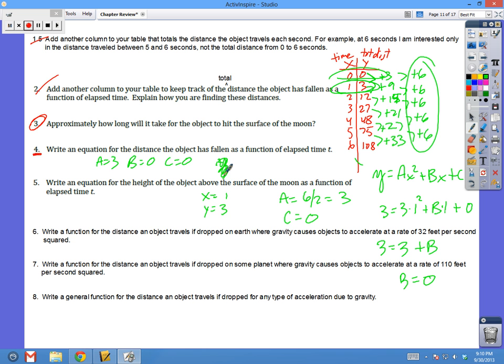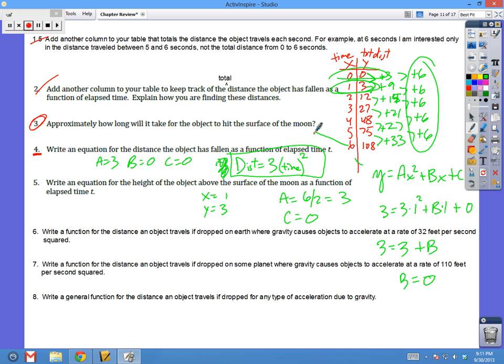y, let's not use y, let's use distance. Distance equals 3 times time squared. That is it right there. Y equals 3x squared, or distance equals 3 times the second square.